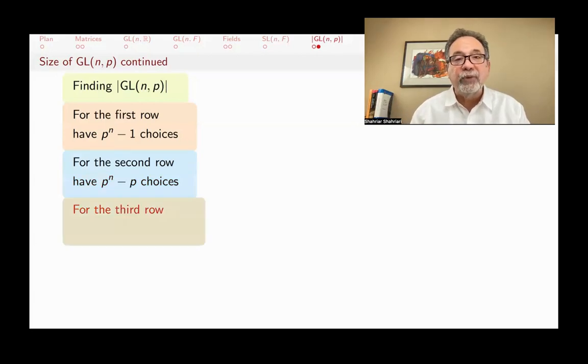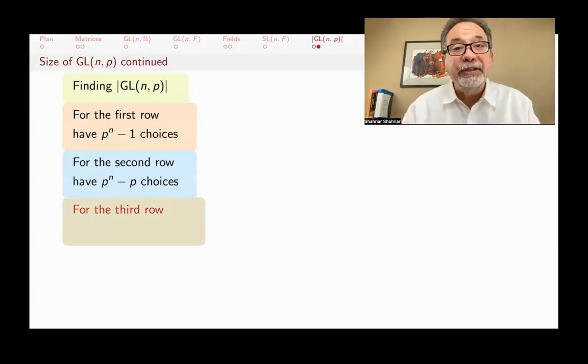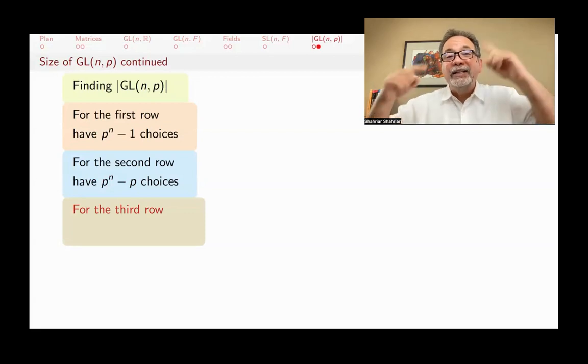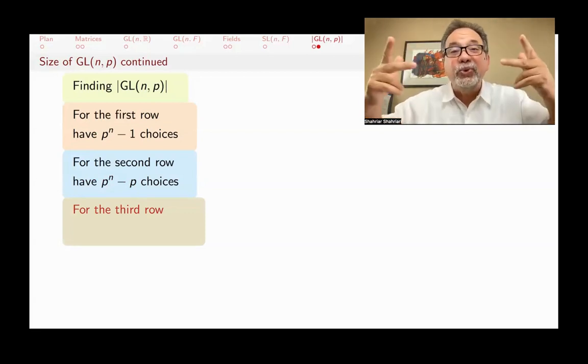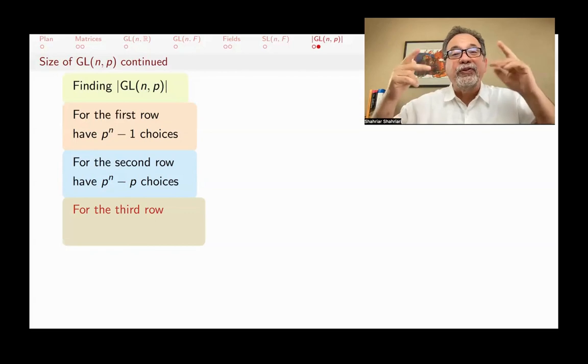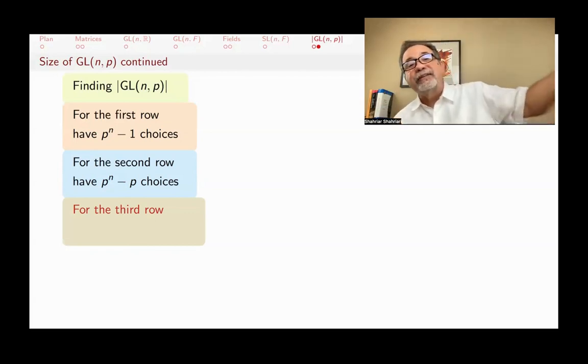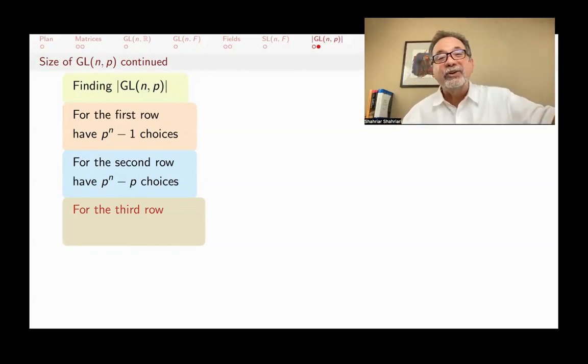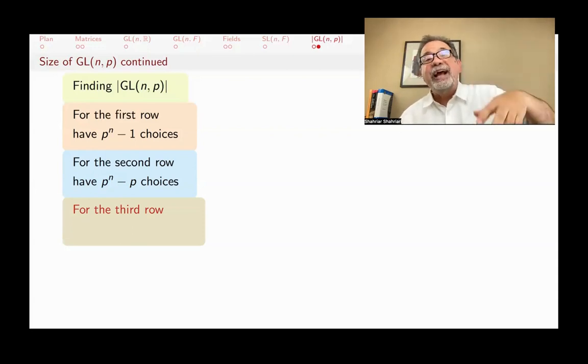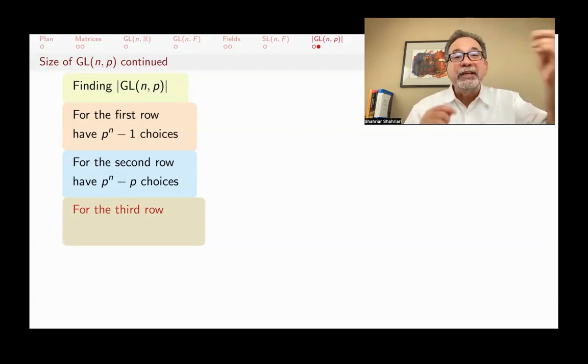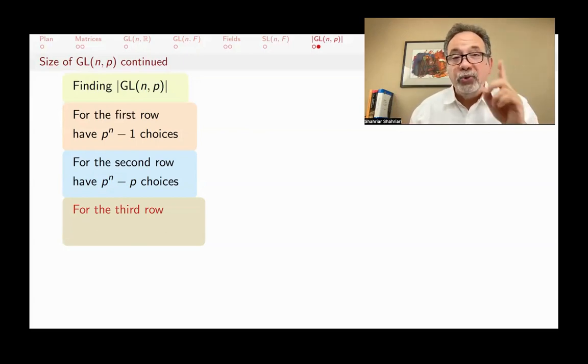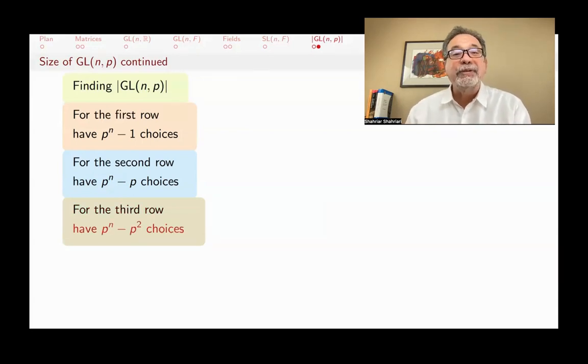What about the third row? Now, the third row, again, I have p to the n choices, but I can't write any linear combination of the first two. So how many linear combinations of the first two rows are there? Well, I can multiply the first row by one scalar and the second row by a different scalar or the same scalar. And I have p choices for that first scalar and p choices for that second scalar. That's p squared ways that I can make a linear combination of those first two rows. And those are the no-nos, the ones that I'm not allowed to have. So for the third row, I have p to the n minus p squared choices.